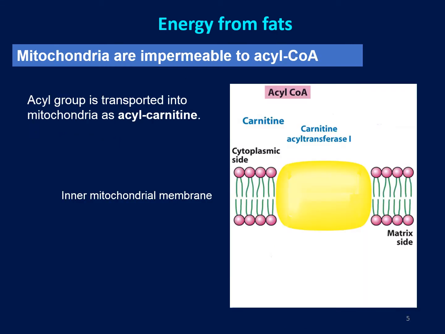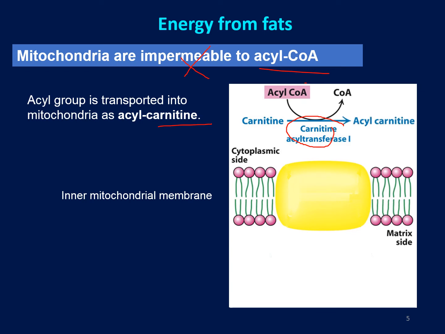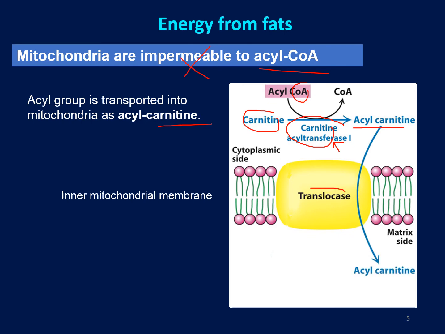However, there is a problem, because mitochondria are impermeable to acyl coenzyme A, but it can be transported into mitochondria when it is attached to a carnitine molecule. So we need carnitine acyltransferase number 1 to remove the coenzyme A from acyl coenzyme A and join it with carnitine, forming acyl carnitine. The first enzyme is encoded by the chromosome. Only then can this molecule be transported into the matrix by the protein translocase.